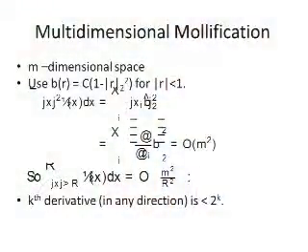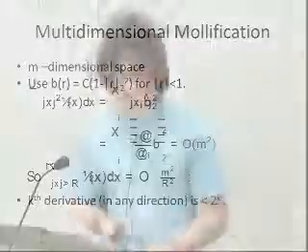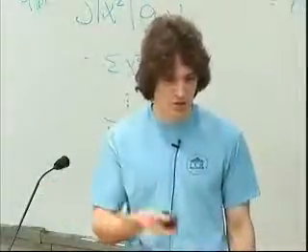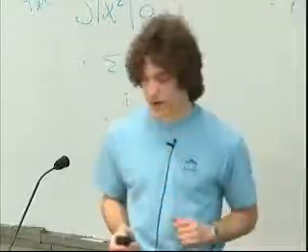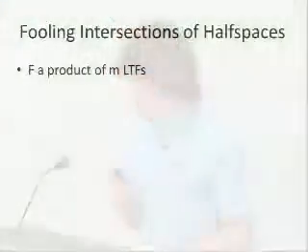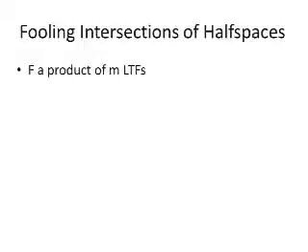Also, from the bounds that we had before, the kth derivative, and in fact the kth directional derivative in any particular direction, or at least a unit vector direction, is at most 2 to the k. And we'll use that later. Okay, so fooling intersections of half spaces. We now have enough to deal with this.